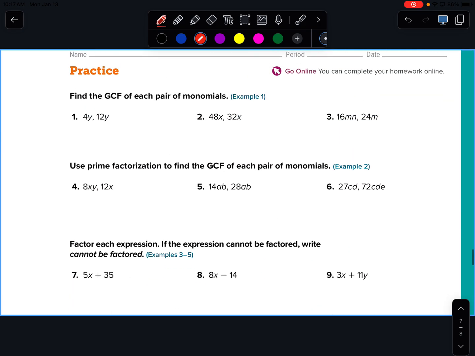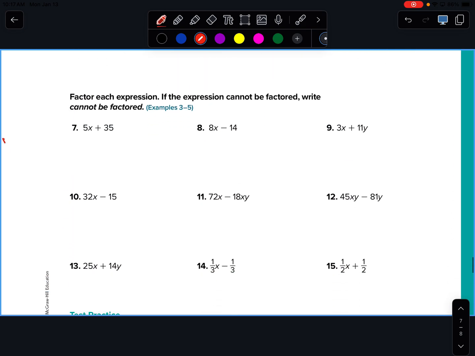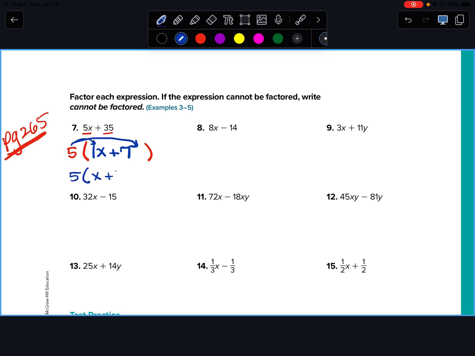Skip ahead all the way until you get to the practice page, which is on page 265, in the middle. 265 in the middle, number 7. On number 7, we look at the 5x and the 35, and you think, what is the GCF of 5x and 35? What is the biggest number that goes into both? That would be a 5. So you put a 5 here and then put your parentheses. Then you're going to think, 5 times what gives me 5x? That would be 5 times x, or 5 times 1x. 5 times what gives me positive 35? That would be plus 7. So this answer is 5 times the quantity x plus 7. If I distribute it, I can see that I get back to my original problem, and so I know I did it correctly. Let's look at the next one.